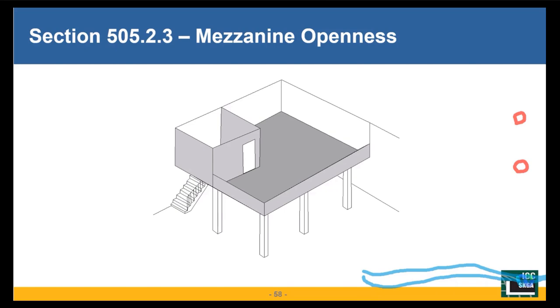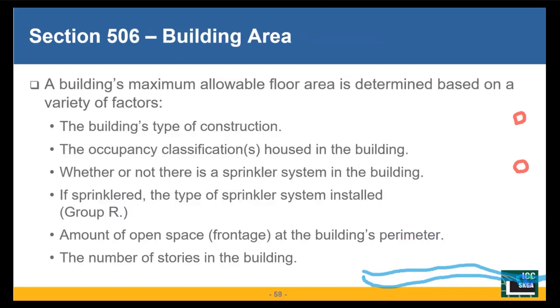So there are exceptions for walls not exceeding 42 inches to allow for a guardrail. So you can have a wall or a solid wall like a guardrail, and that's an exception. And posts and columns. So that covers the mezzanine.